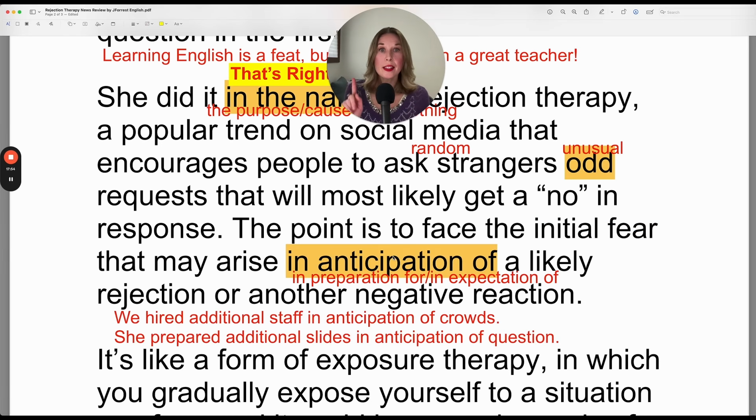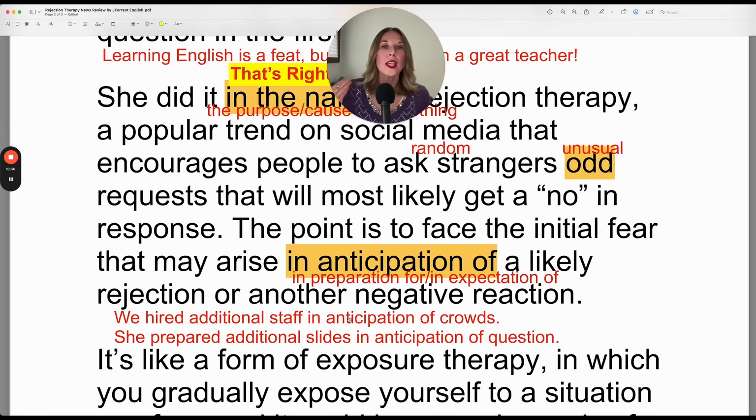You can say in anticipation of something, or you could say in preparation for, in expectation of. So just notice if you use preparation, you prepare for something, so you keep that preposition for, but all of them use in. You could say we hired additional staff, so more people, additional staff in anticipation of crowds. So again, you do this before the crowds, before the actual day. It's possible that there are no crowds on that specific day and you hired additional people for no reason.